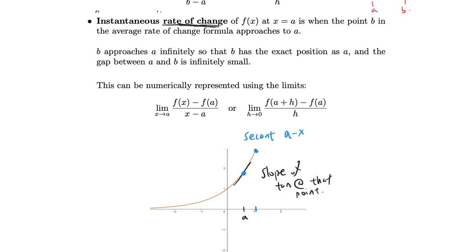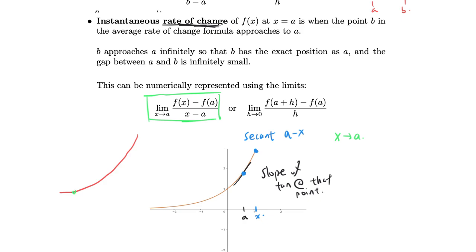So let's say we take this other point x. And what we're going to do is take the average rate of change of the secant as x approaches a. So this is exactly what this limit is doing over here. It is taking the average rate of change of the secant a to x as x approaches a. And the effect of doing this, let me illustrate here, is that the secant gets infinitely close to the tangent.